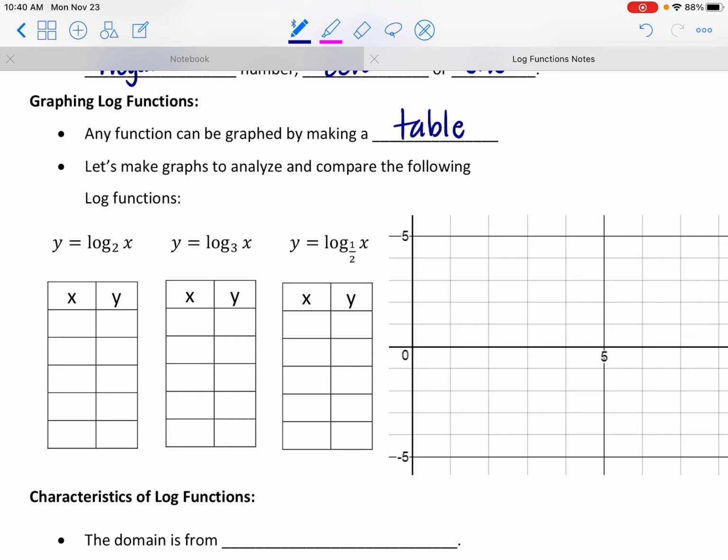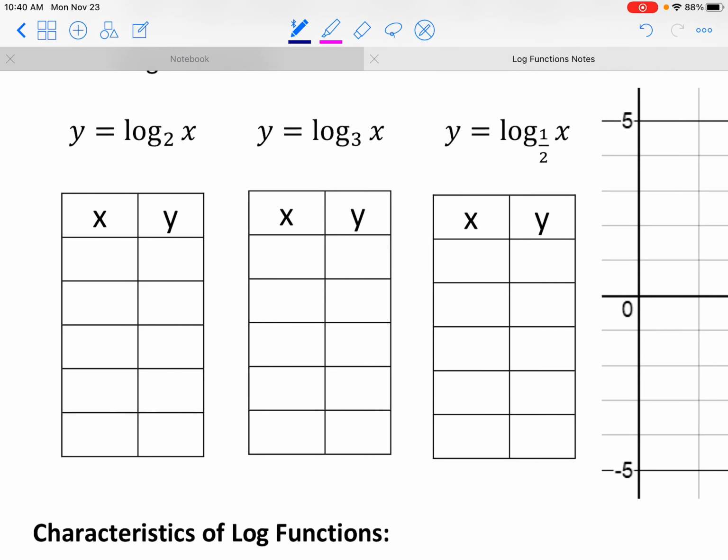It's a little hard to look at it, in my opinion, in this form. If I was going to graph a log function, I would actually rewrite it in exponential form, because it's a little more concrete for me and easier for me to understand, and I think that's probably true for most people. So in exponential form, this would be a base of 2 raised to the y power equal to x.